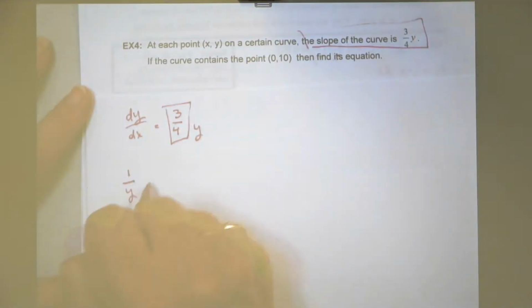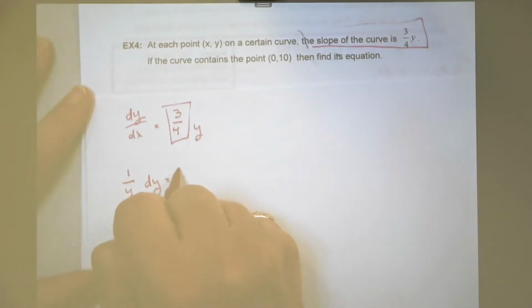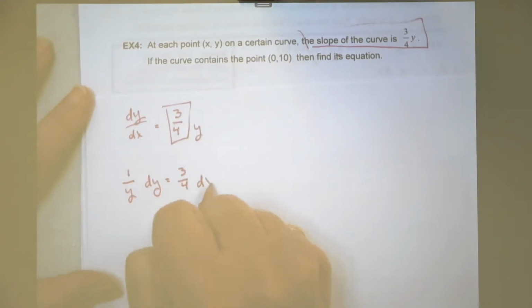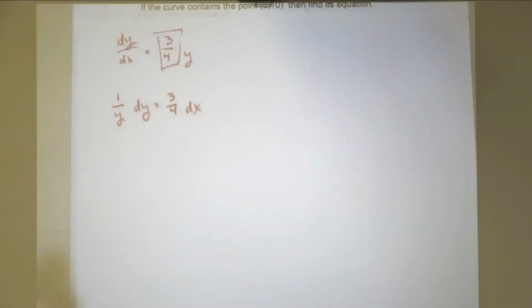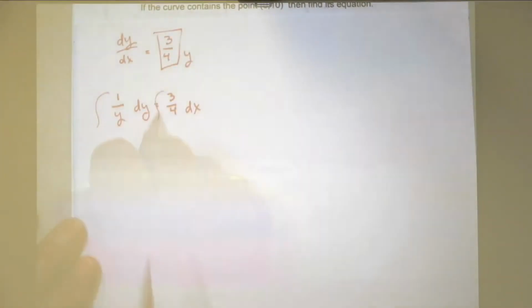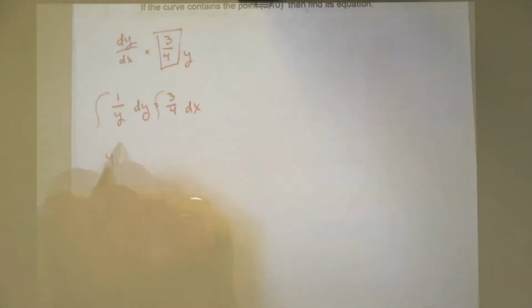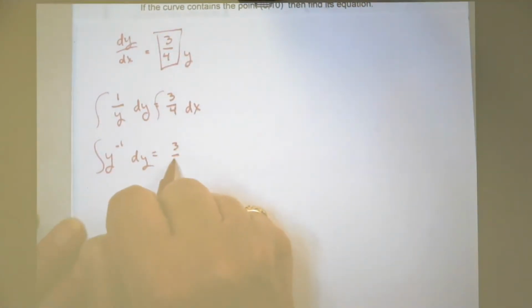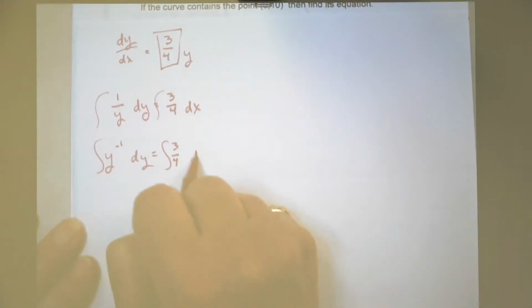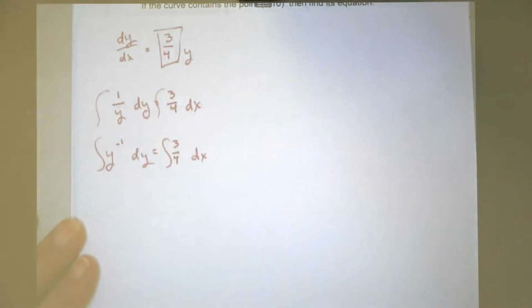So I have 1 over y dy is 3/4 dx. Okay, everybody good there? All right, there's our separation. Now we're going to do our integration. So I'm integrating y to the negative 1 dy, and I'm integrating 3/4 dx.